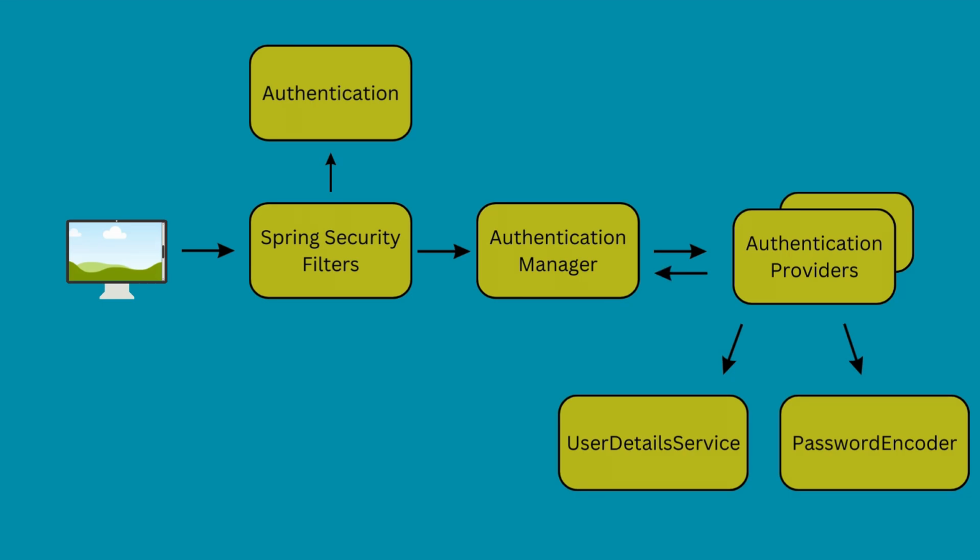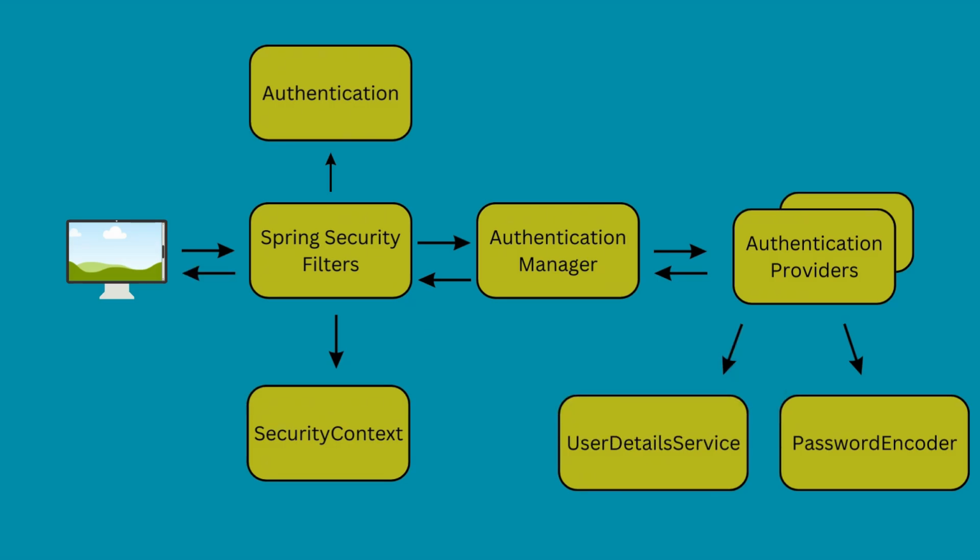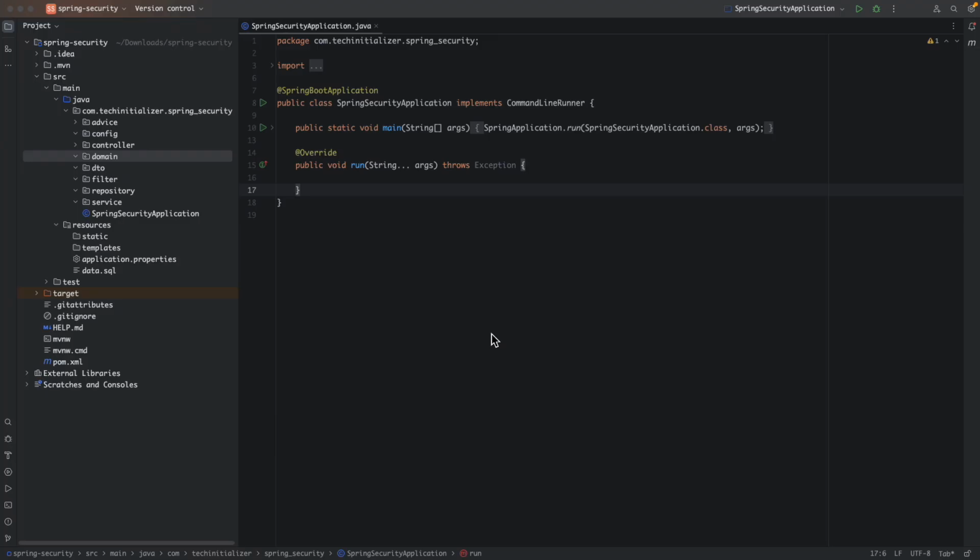So once the request has been authenticated, the authentication will usually be stored in a thread local security context managed by the security context holder. This helps during the upcoming requests from the same user, and the response is sent back to the client. So let's start implementing username and password authentication.